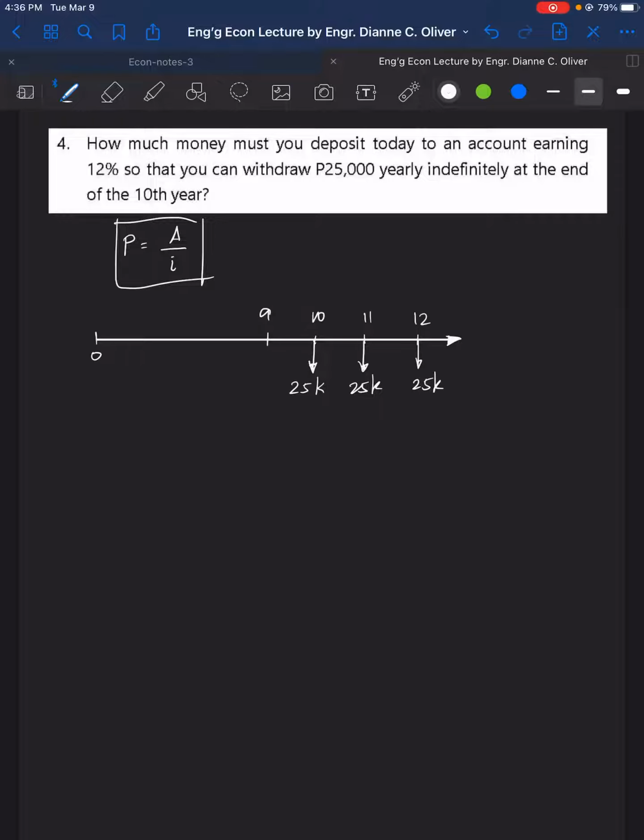So of course, this is the end of the 10th year, because if we have this as year 1, you cannot put the end of year 1 here at year 2. No. So what we did here is correct. The end of year 10 is here. So how much money must you deposit today? So we will be solving backwards.